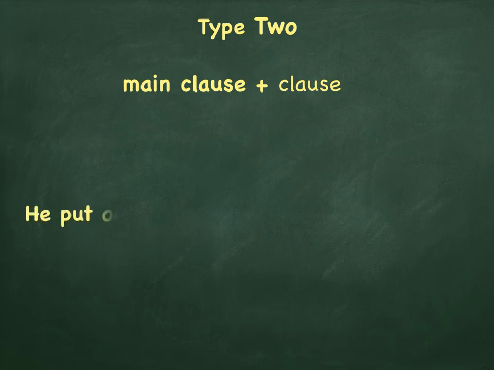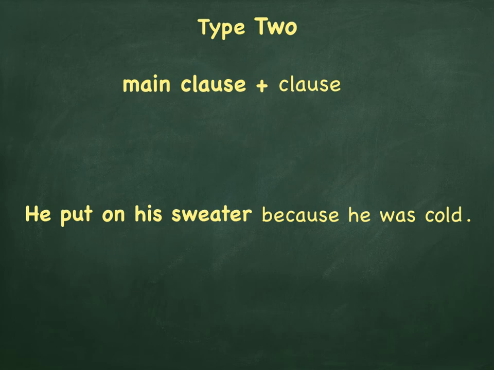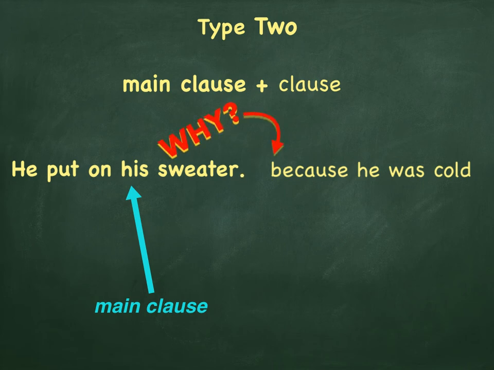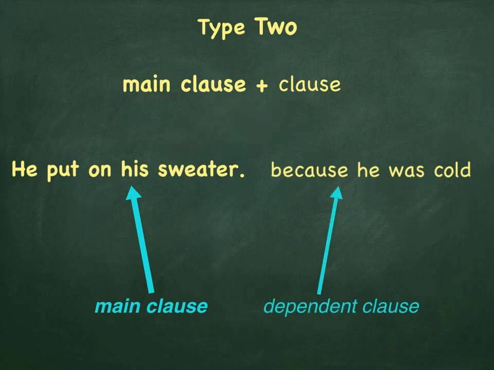In the type 2 sentence, we see a main clause and a second clause, but when they are separated, only the main clause can be a sentence. The second clause needs something to make it complete. It cannot be a sentence alone, so we call it a dependent clause. So the pattern is main clause and dependent clause. To make this point clear, let's look at another example.